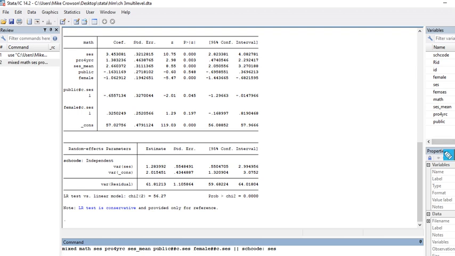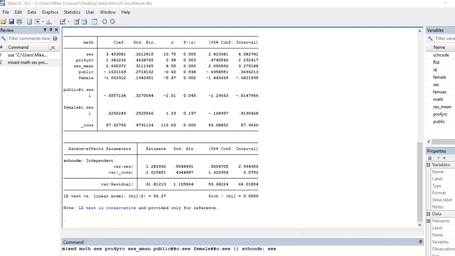You'll notice that I've incorporated the mixed command, math, then SES, proportion attending four-year college, SES mean right here, then public, and then the double pound, and then SES, and then female, and then double pound, and then SES right here as well. We still have SES also incorporated over here to allow that slope for SES to randomly vary across the schools. But you'll notice that we don't have public appearing before or female appearing before.